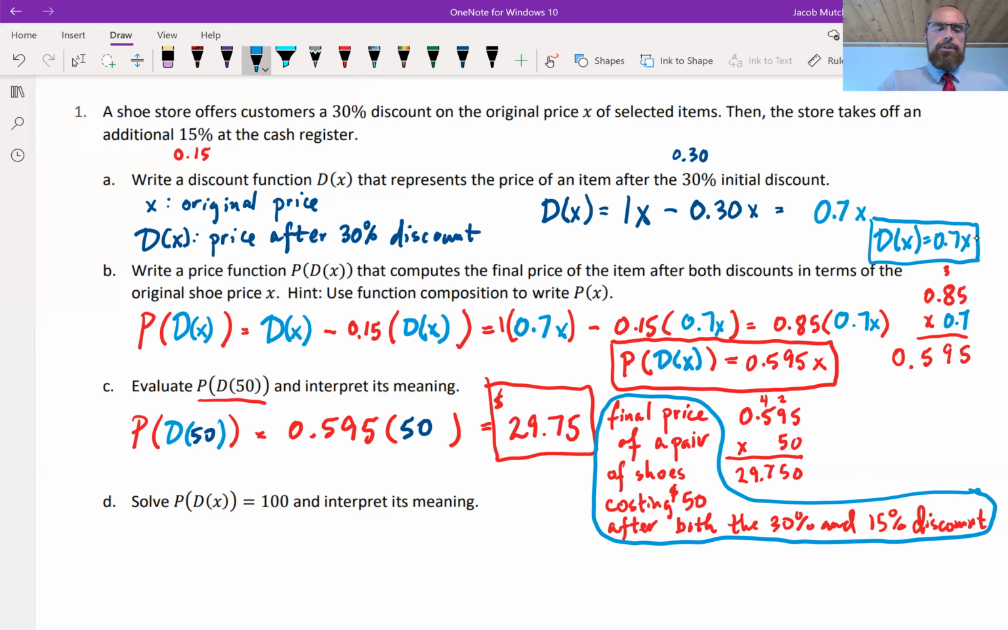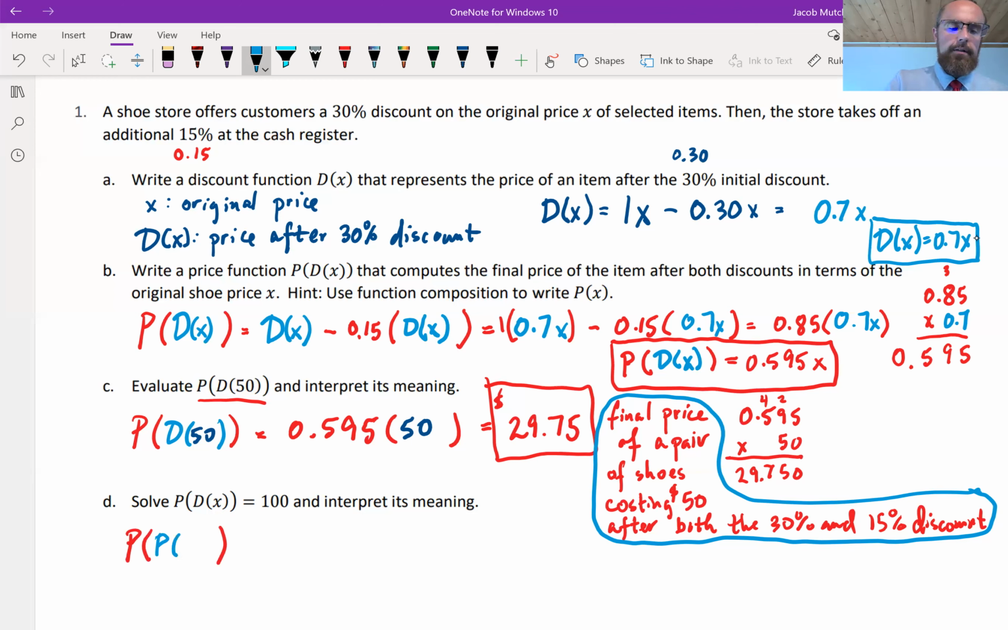Our last consideration is a different view. Now, what I want to do now is solve this equation, P of D of X equals 100. And similarly, I need to interpret the meaning once I solve that equation. So notice how this is different. In the previous question, I was substituting in $50. Here I'm saying the equation itself equals $100. So let's set this up algebraically. And again, that should help us as we go to try to figure out what is the connection between the algebra and the real life.